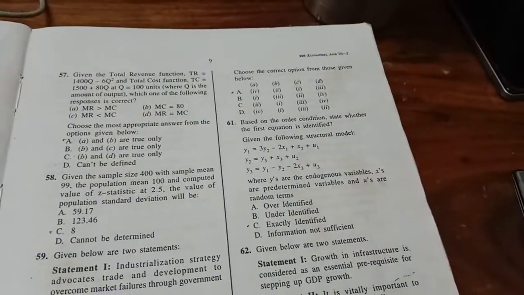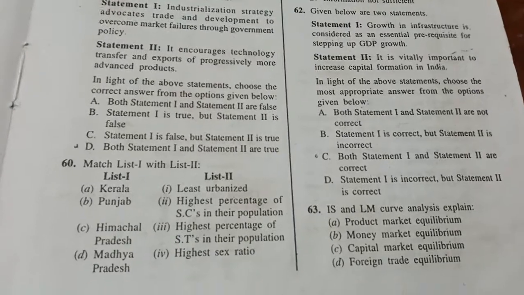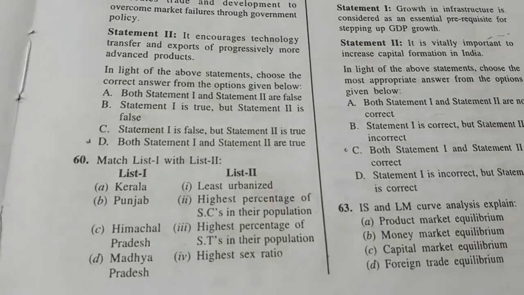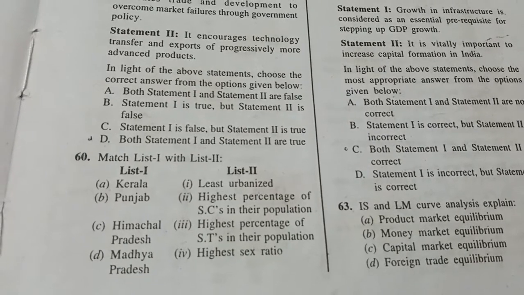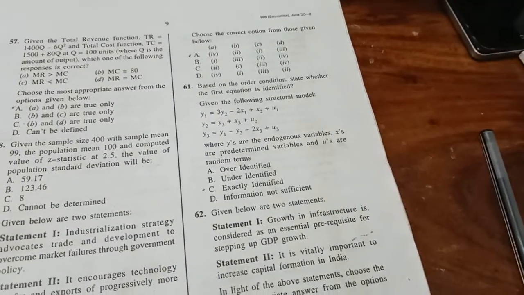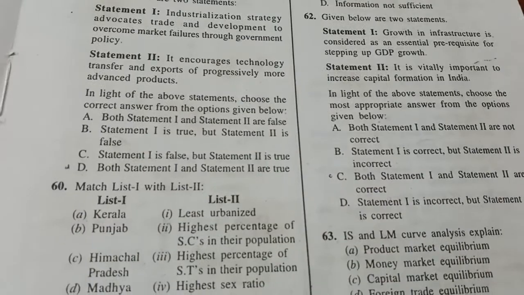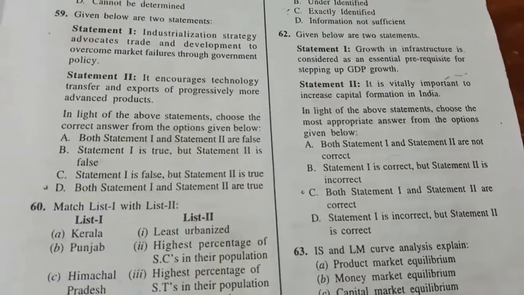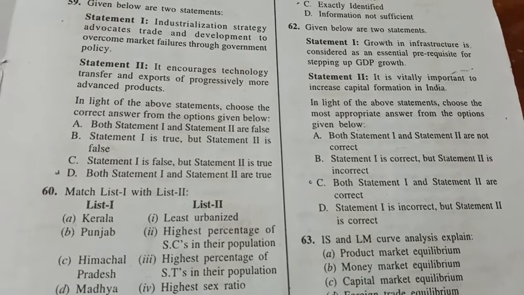Kerala, 4, highest sex ratio. Punjab, 2, highest percentage of SCs in their population. Himachal Pradesh, 1, least urbanized. Madhya Pradesh, 3, highest percentage of STs in their population.